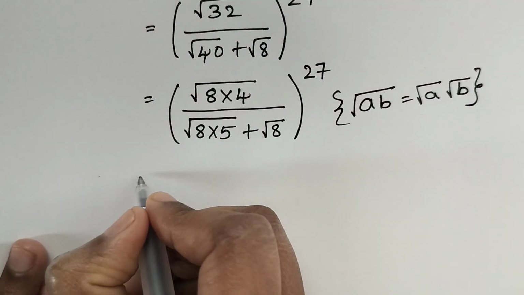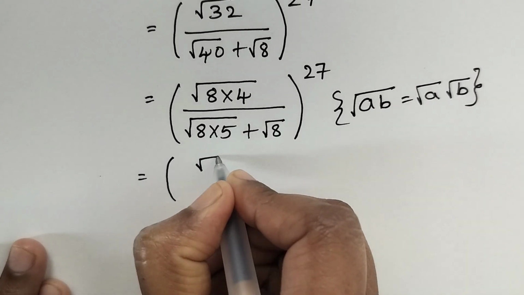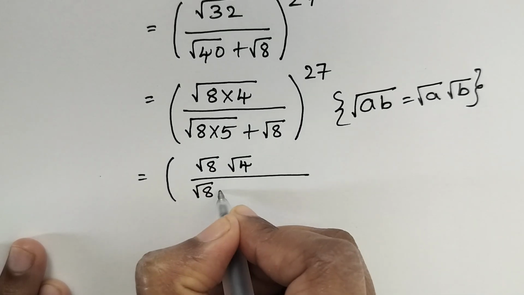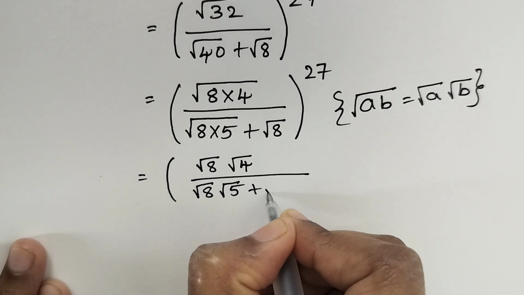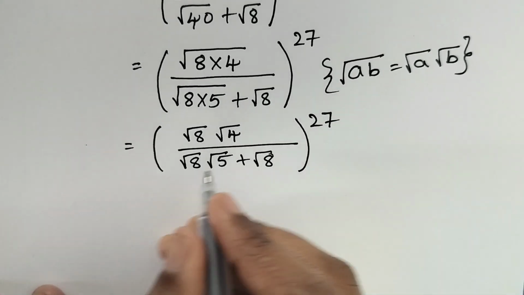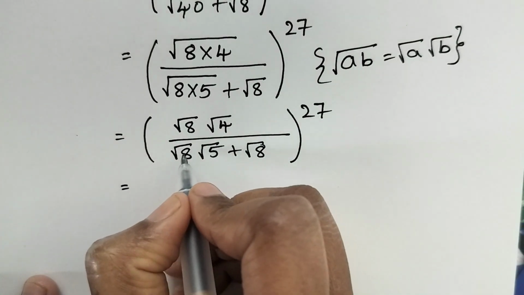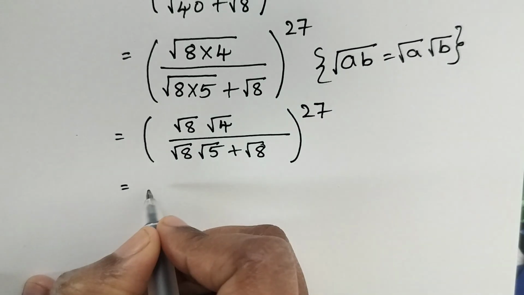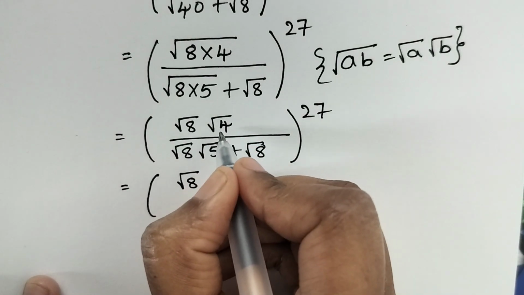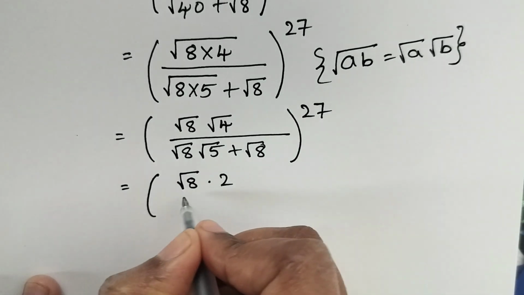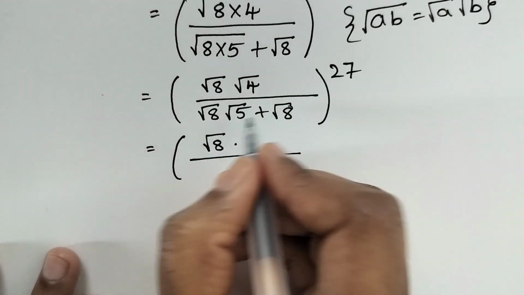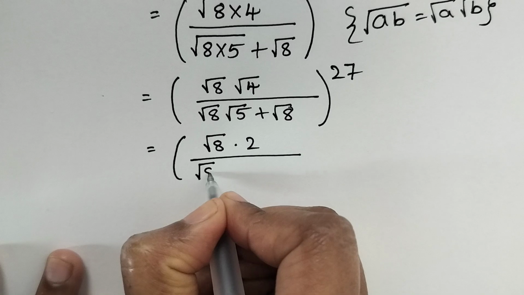Here we can write the square root of 8 times the square root of 4, divided by the square root of 8 times the square root of 5, plus the square root of 8, whole to the power of 27. Now you can see in these terms we have a common factor, the square root of 8. In the numerator the square root of 4 is equal to 2. So we are taking out the square root of 8 as common.